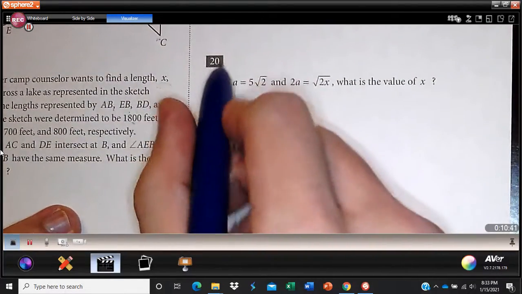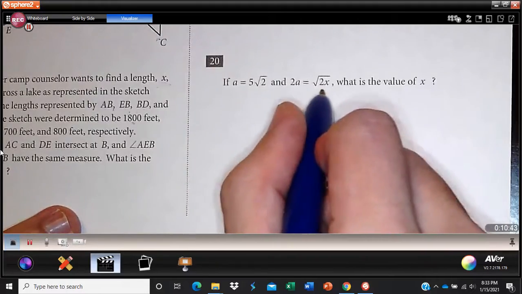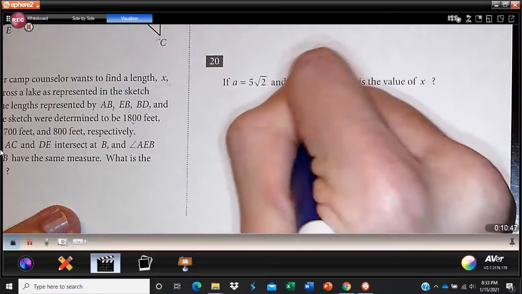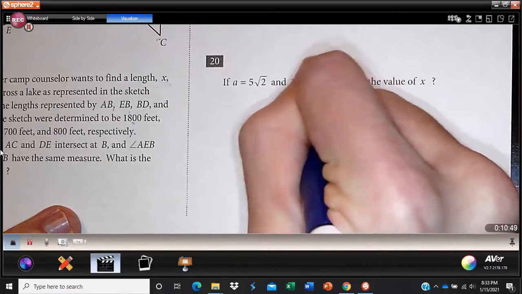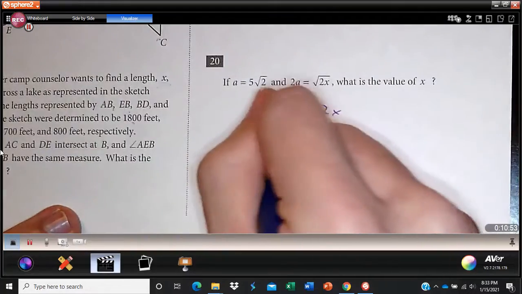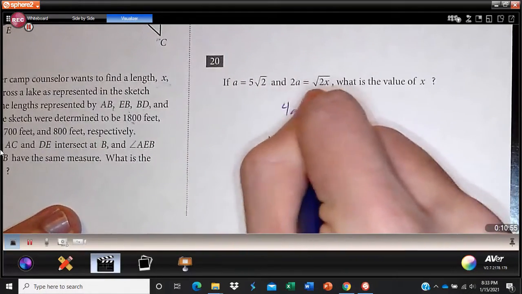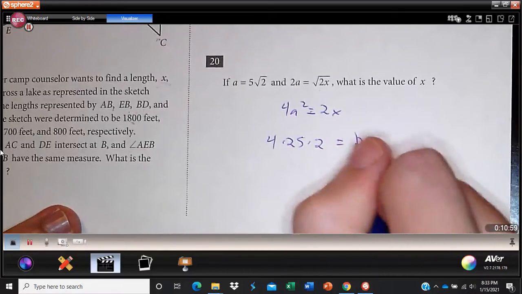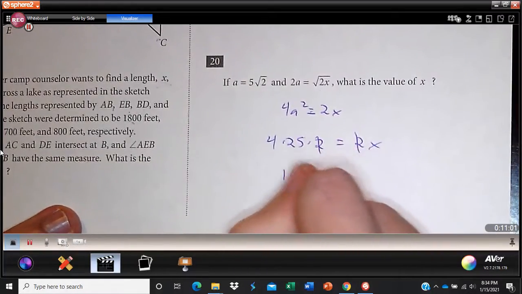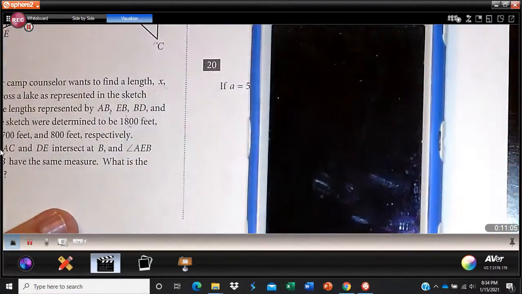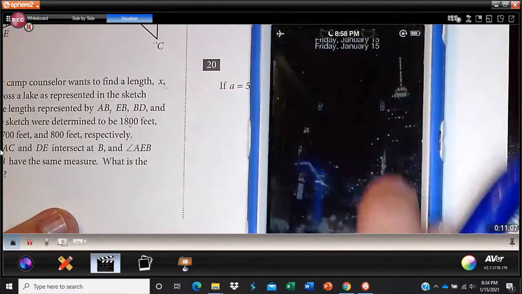20. If a is this and 2a is this, what's the value of x? Okay, I'm going to square both sides. I get 4a squared is equal to 2x. And then I know that a is this thing. So this is 4 times the square of a, and then is this equal to 2x. The 2s go away, 4 is, so that's 100. It's equal to x.